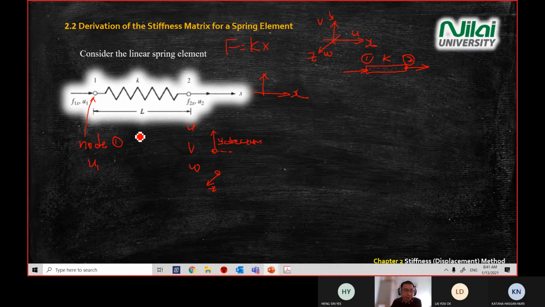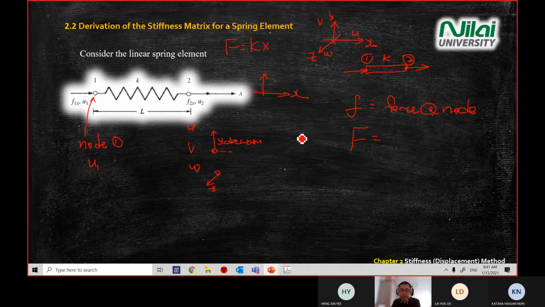So U, and then the F1 means that if you use a small f, it means the force at node dimension. At node means we focus on this small point only. If you write capital F, it means the global scale, the general structure.